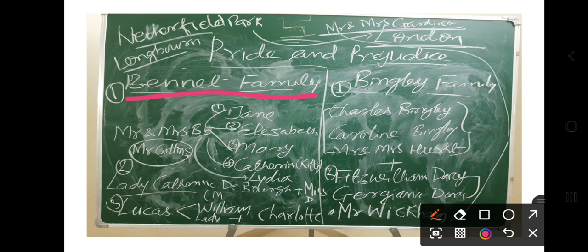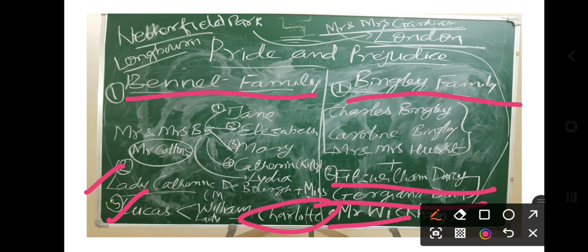There are actually a number of characters, not just two families. The Bennett family, then the Bingley family, then the Darcy family, with a number of members. We are going to meet Mr. Wickham here, and then the next family is Lady Catherine de Bourgh, and the Lucas family, where Sir William and Lady Lucas have one daughter, Charlotte.